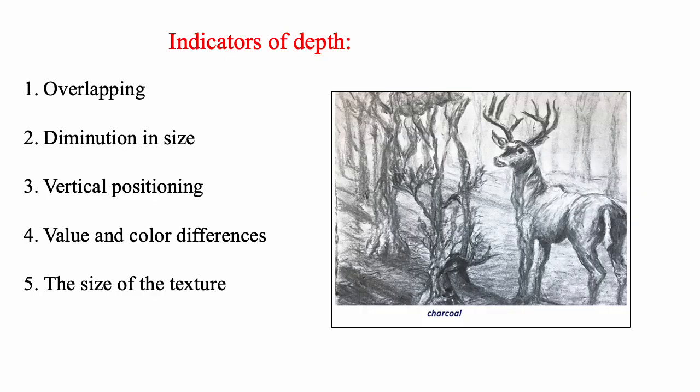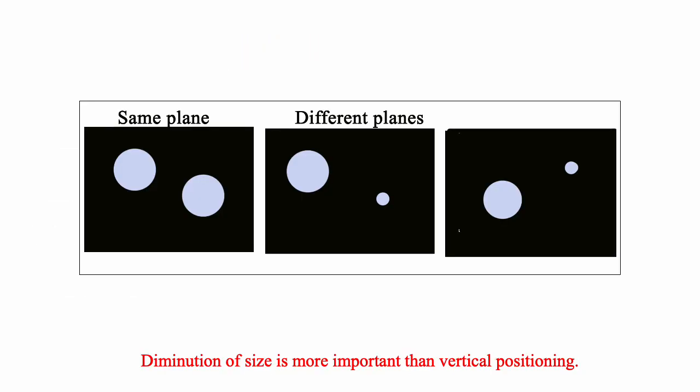I'll quickly review some indicators of depth. So this deer overlaps the trees in back, so the deer must be in front of the trees. As trees go away from us, they get smaller and they also get higher on the page. So that's these two. We see more value and color differences in the foreground than the background, and we see more detail and texture in the foreground than the background. So let's see how these depth cues interact.